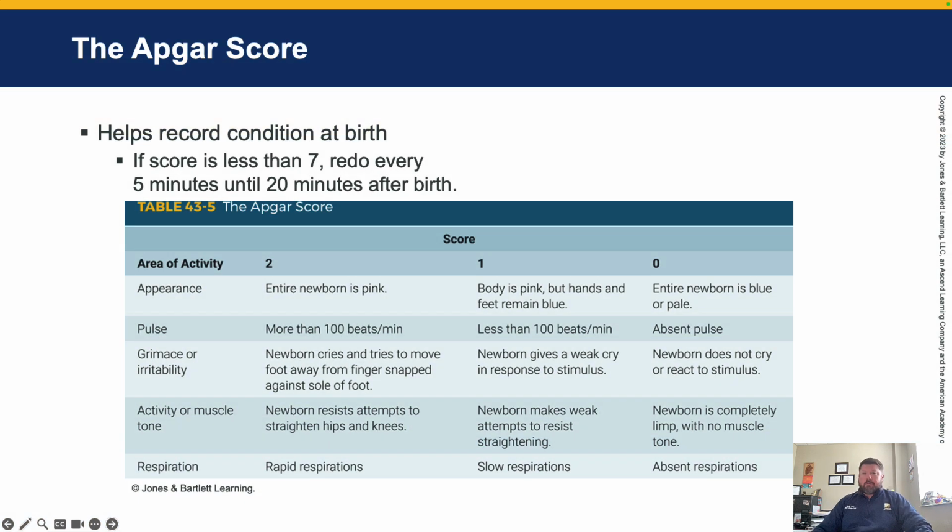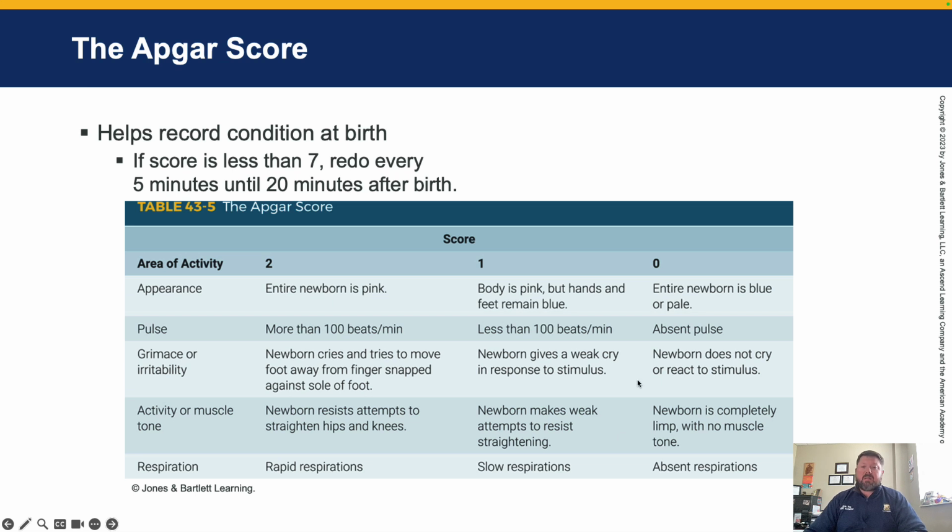The APGAR score. The APGAR score helps record the newborn's condition in the first few minutes after birth. It helps determine specific resuscitation measures needed and their effectiveness. Your categories: A, appearance, which would be skin color; P, pulse rate; G is grimace or irritability; A is activity or muscle tone; and R is respiration, the effort.